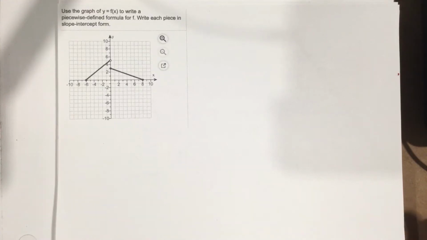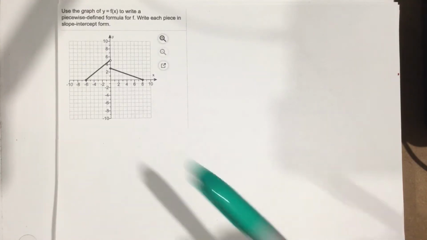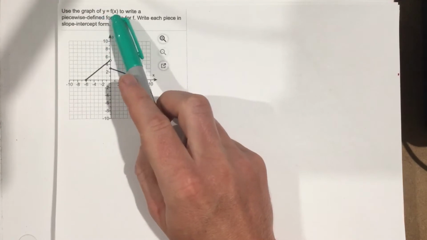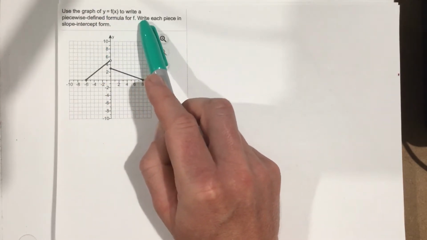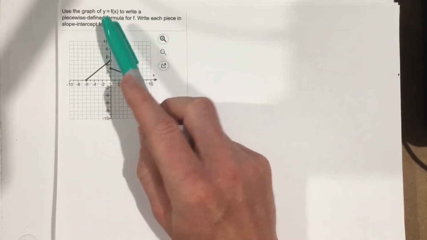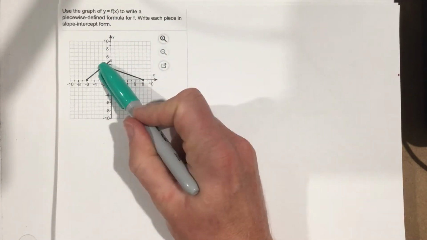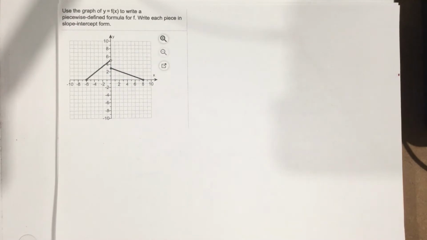This is problem number 8 from section 2.4. In this problem, they say use the graph of y equals f of x to write a piecewise defined formula for f. Write each piece in slope-intercept form. So they give us two pieces. We can see two lines. We got two pieces to our piecewise function.